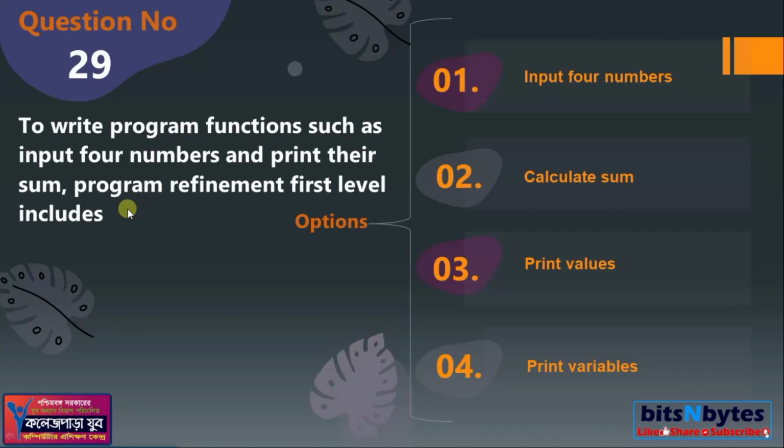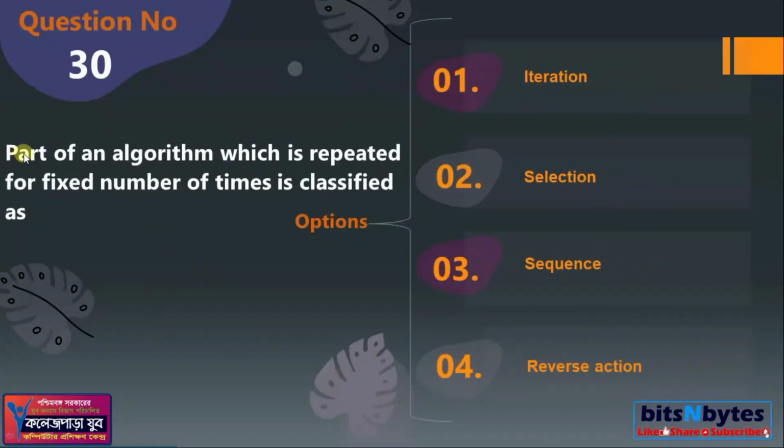Question 29. To write program functions such as input 4 numbers and print their sum, program refinement first level includes: 1. Input 4 numbers, 2. Calculate them, 3. Print values, 4. Print variables. Answer: input 4 numbers.